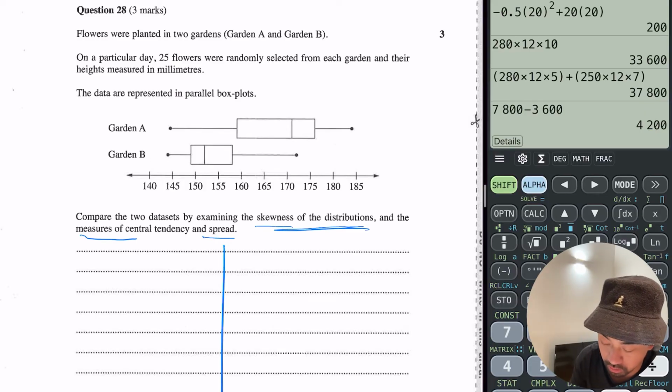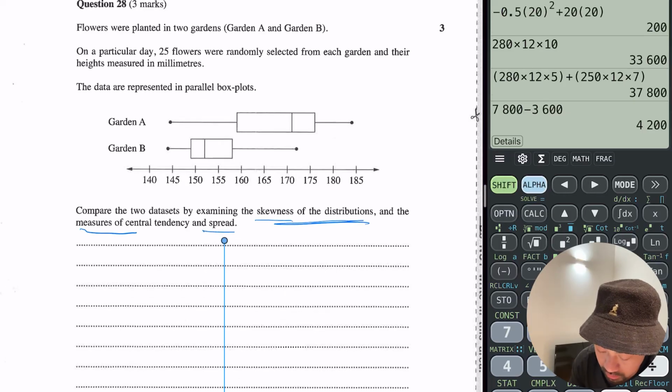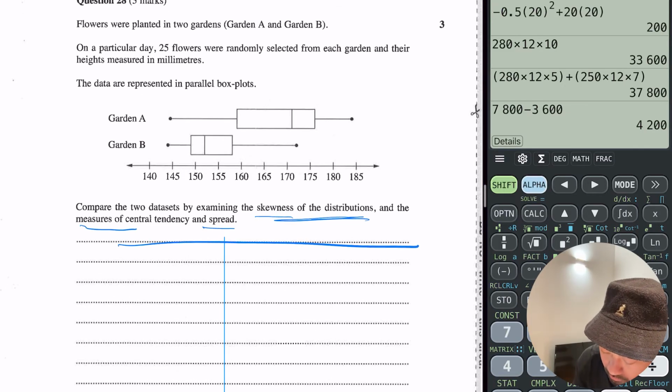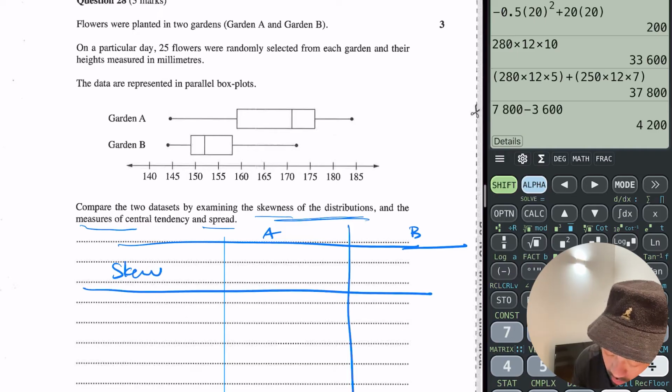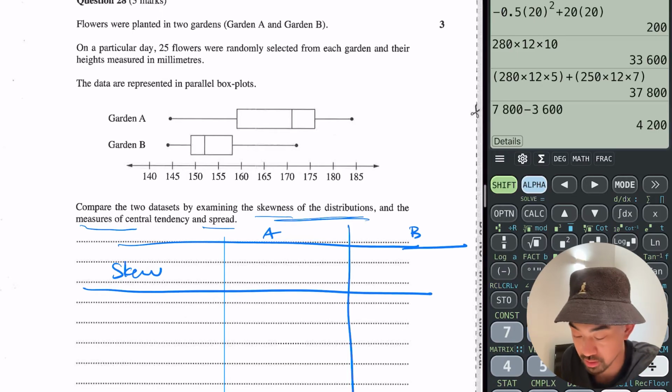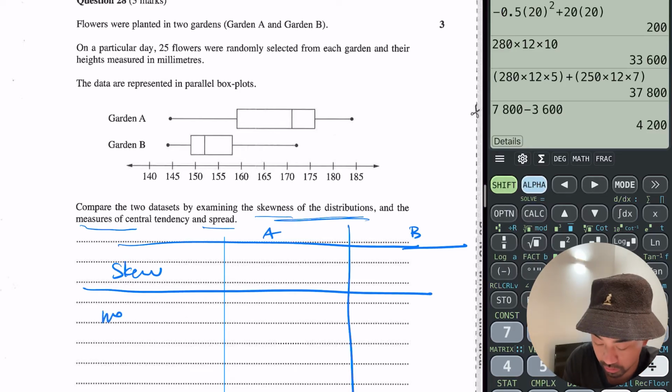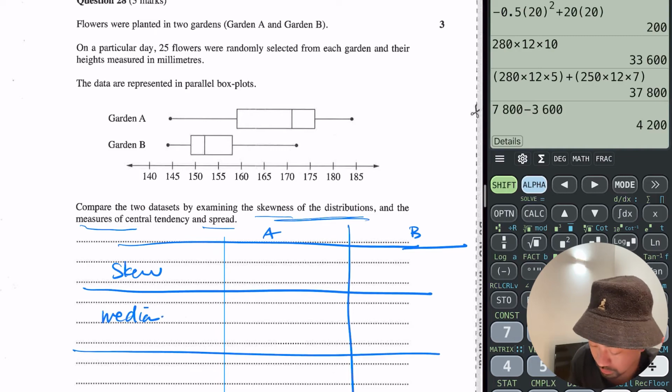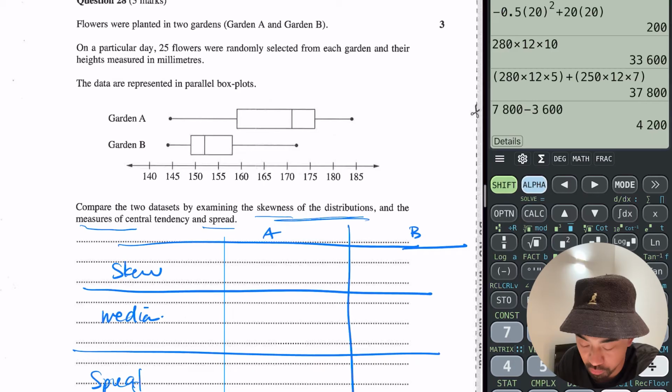Okay, so we've got a few things we need to compare. So we got Garden A and Garden B. So what's the first thing? We've got skew. Then we've got central tendency in this case, because central tendency is mean, median, mode, but because it's a box plot, you're only going to get the median. And then the spread. So when they talk about spread, what we're saying is what's the range and what's the interquartile range. So let's just cover both bases.